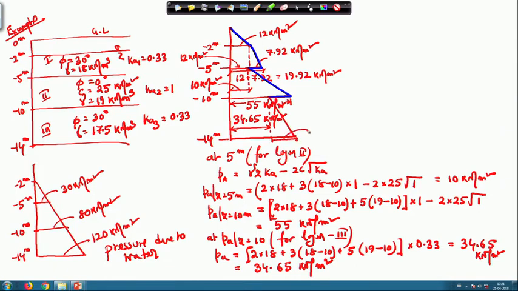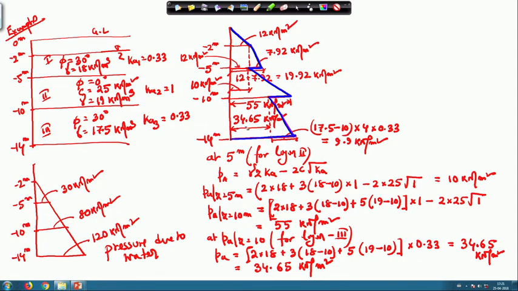This part is as usual for this layer, the third layer, where the unit weight is 17.5 minus 10, into 4, into 0.33, and it is 9.9 kilonewton per meter square. So, the final earth pressure distribution diagram will be this one.